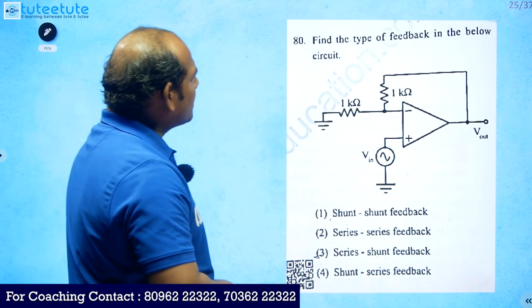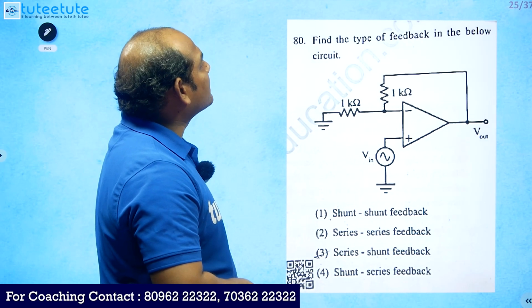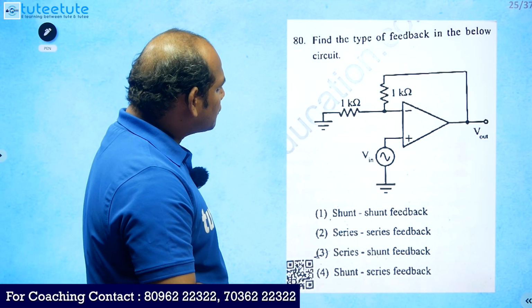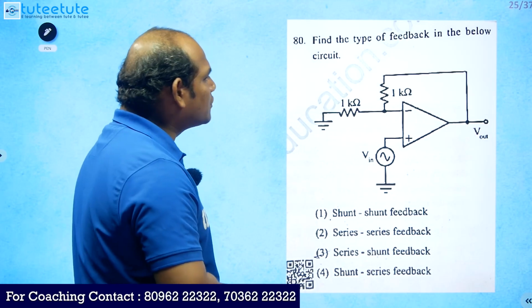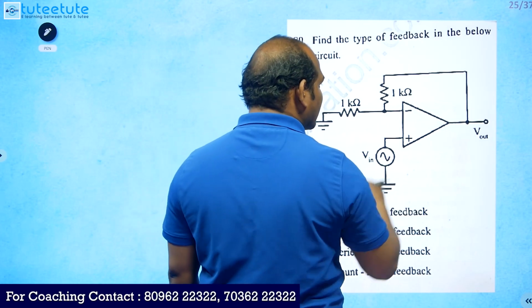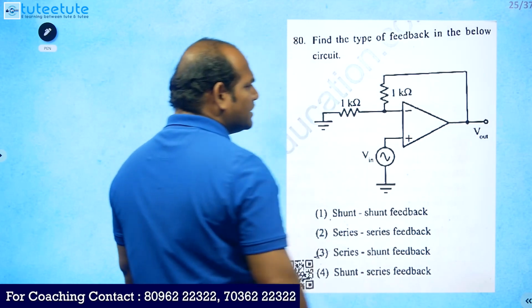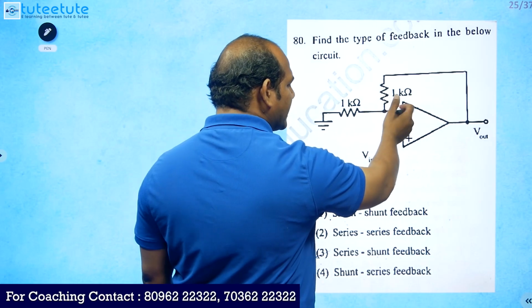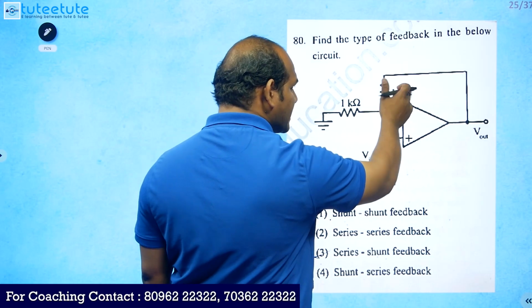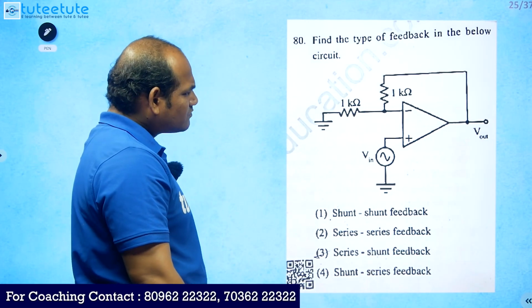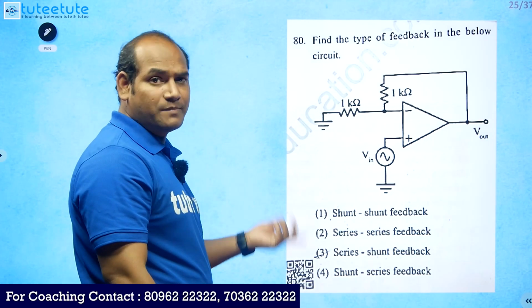Next one. What type of feedback is in the below circuit? That is what we have to identify. Actually the circuit is a simple circuit, the basic circuit, a non-inverting amplifier. So input is given to the non-inverting terminal and it is a basic feedback circuit. It is given to the inverting terminal, that's why this 1K is providing the negative feedback. So it is a non-inverting amplifier, but we need to identify what type of feedback is there here.